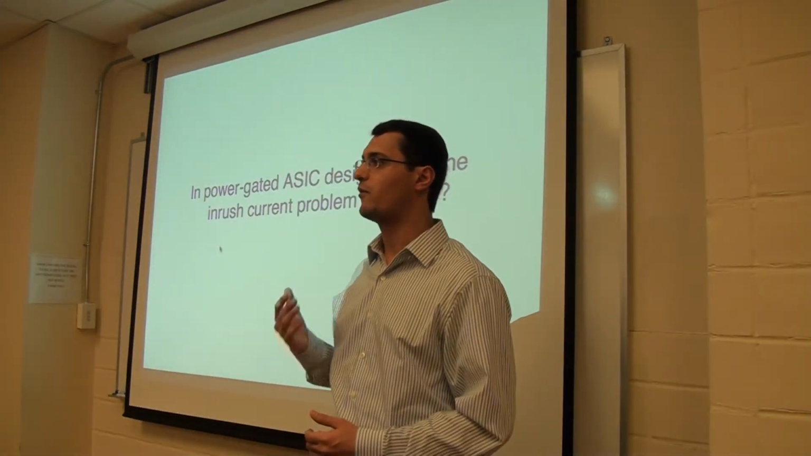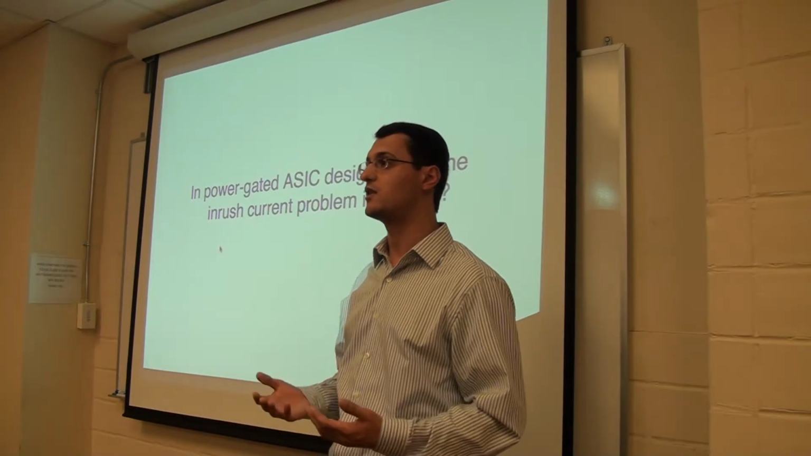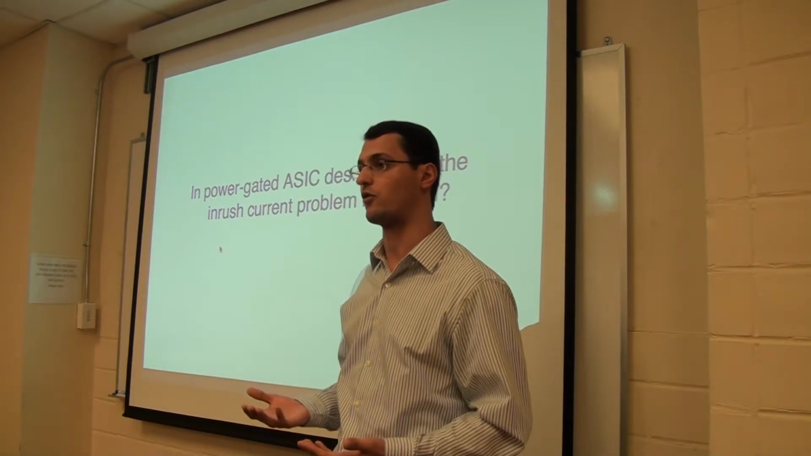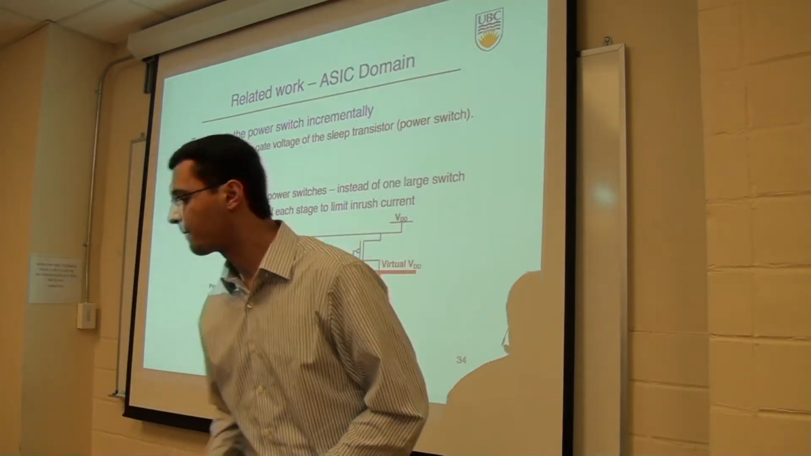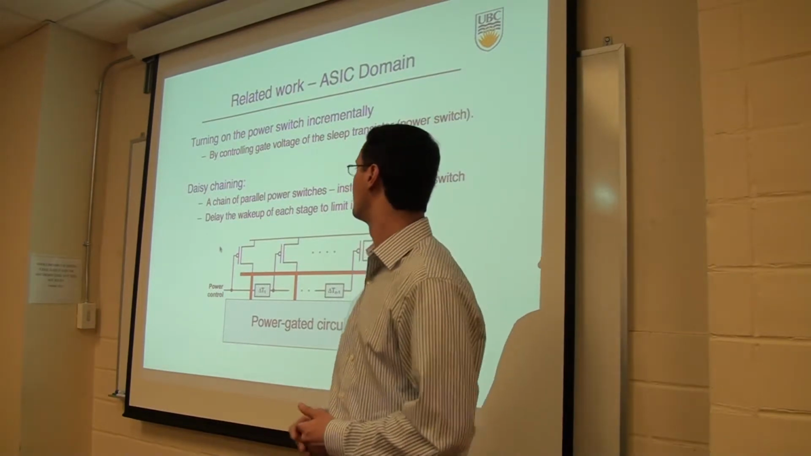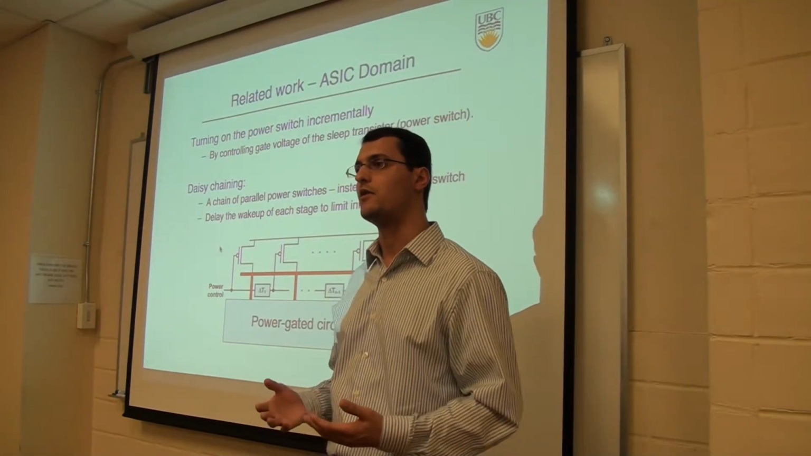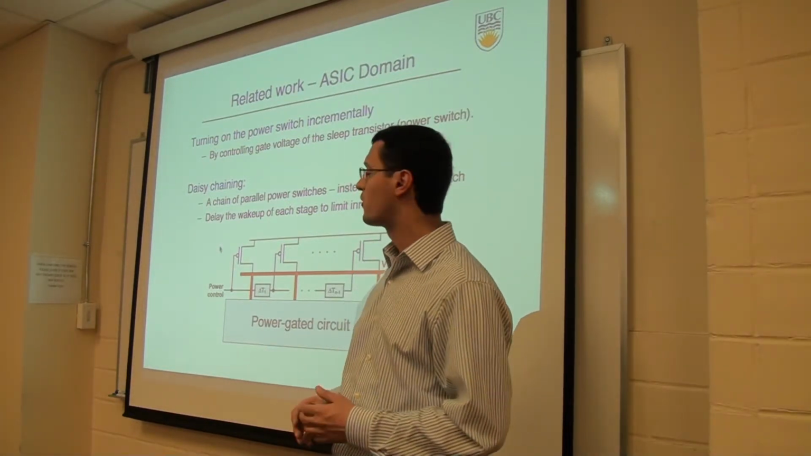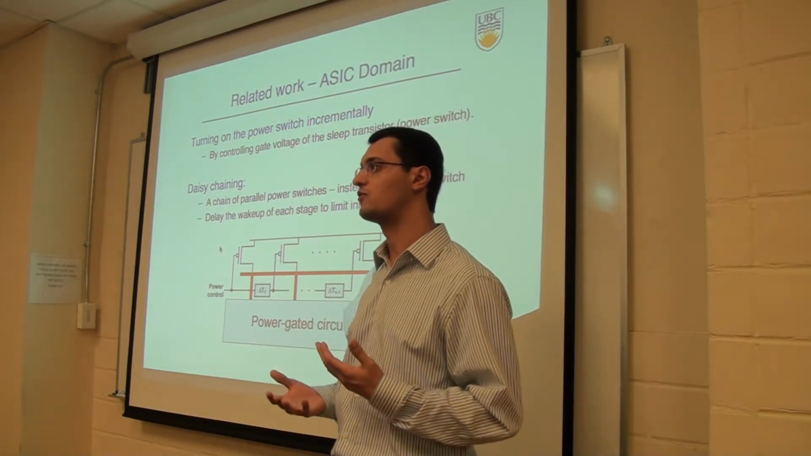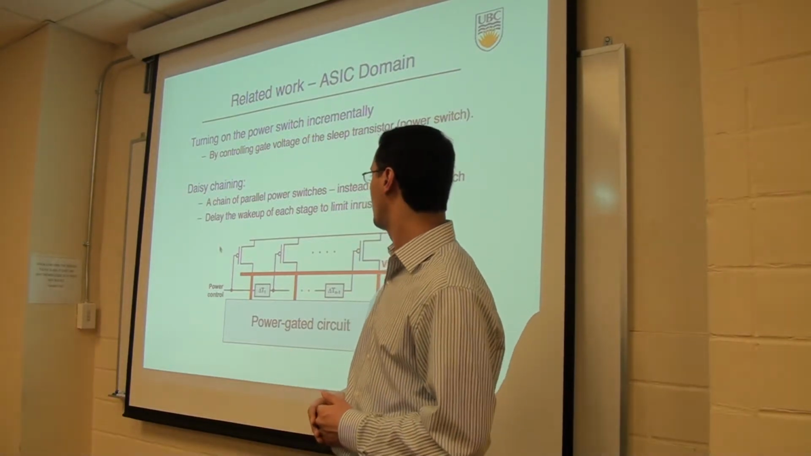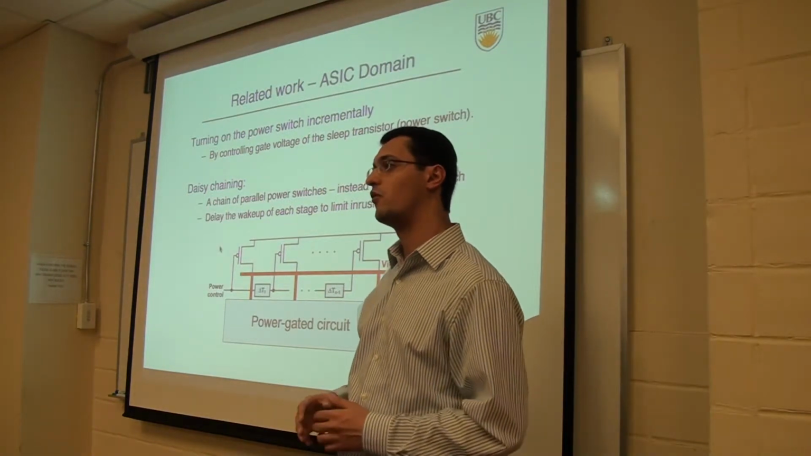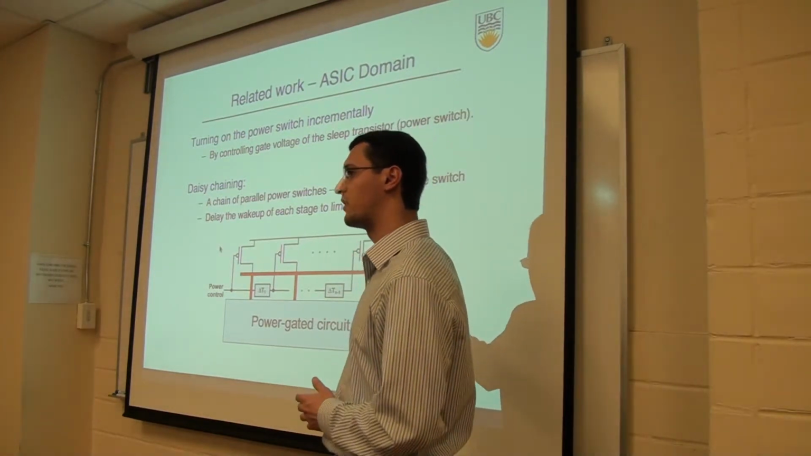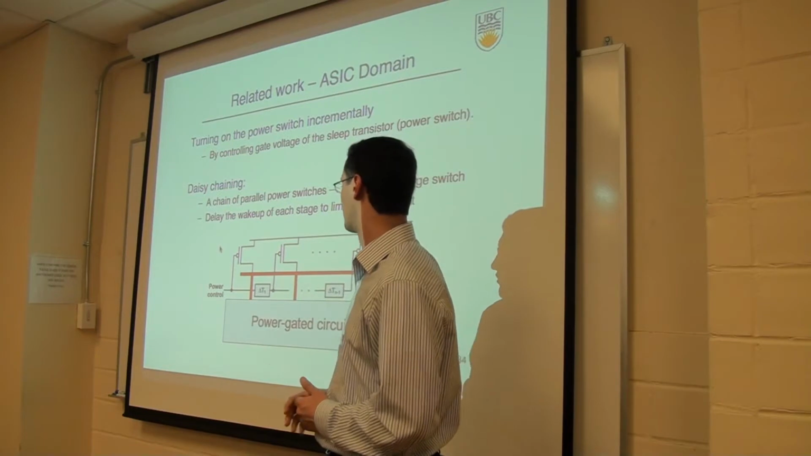So if you remember from the beginning of the talk, I said that ASIC designers use power gating in their designs regularly. So how do they handle this problem of inrush current? They use two common solutions. The first solution is that they turn on the power switches incrementally using some control circuit on the chip by controlling the value of the gate to source voltage of sleep transistors. A more commonly used solution is, instead of using one large sleep transistor for a power gated circuit, they split the sleep transistor into smaller sleep transistors, as shown here in this figure.